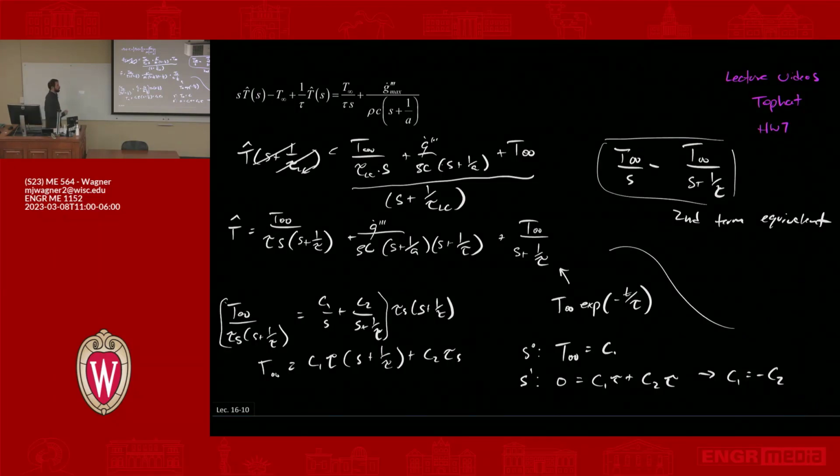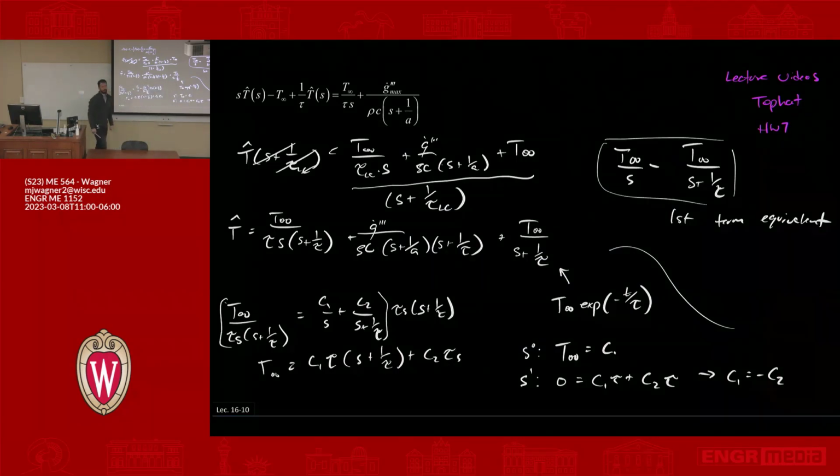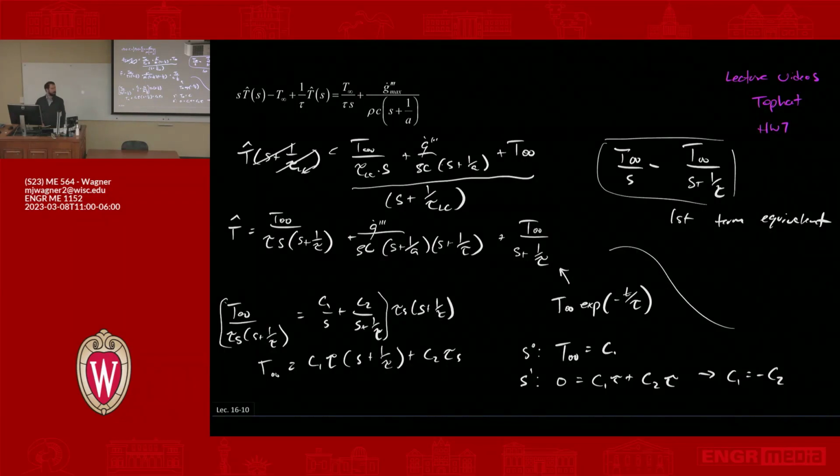Does that make sense? We're just taking, sorry, what did I say second? First term. First term equivalent. This equivalent is that, and that we can invert through tables or whatever. Okay? Questions on that? Just algebra. Well, all right, moving on to the next term.